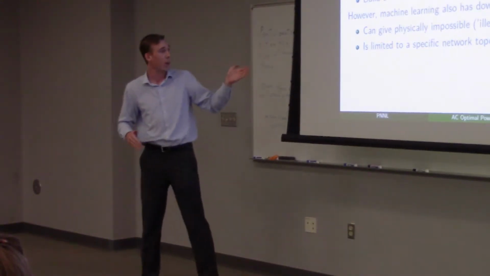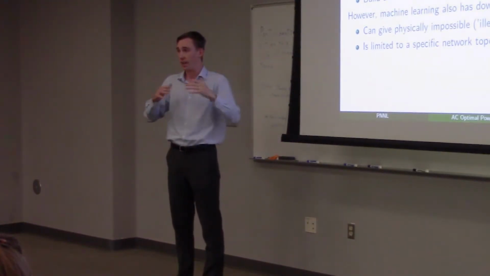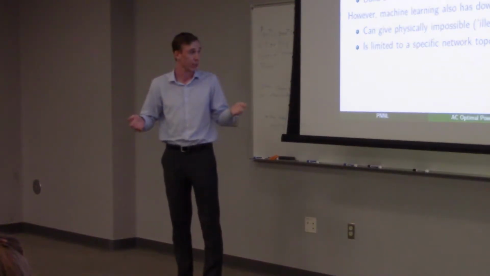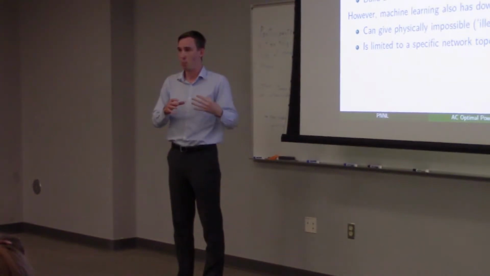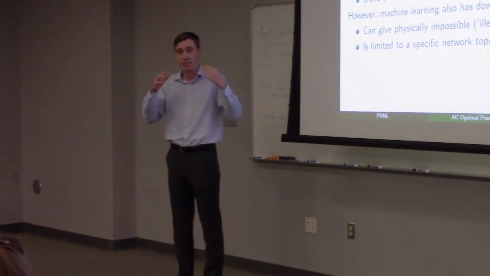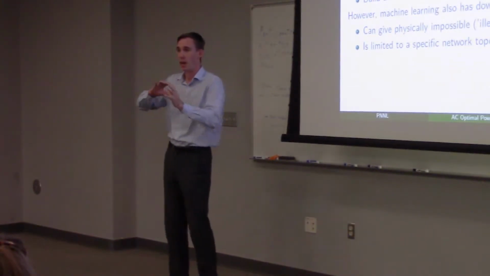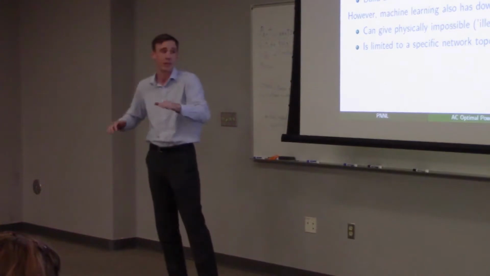But things we have to look out for is that machine learning can give you results that violate those physical laws that we were talking about, therefore giving you generator settings that could never work. And it's very limited to specific network topology. If you have a system with 30 buses and 6 generators, the learning that you do on that system is not scalable to the learning you would do even just on a 31 bus system, because it's a completely different network.